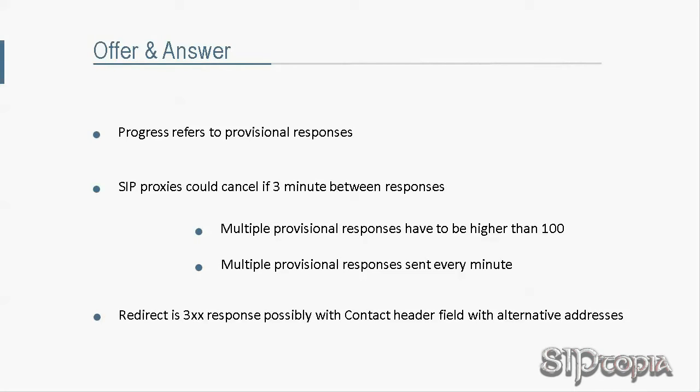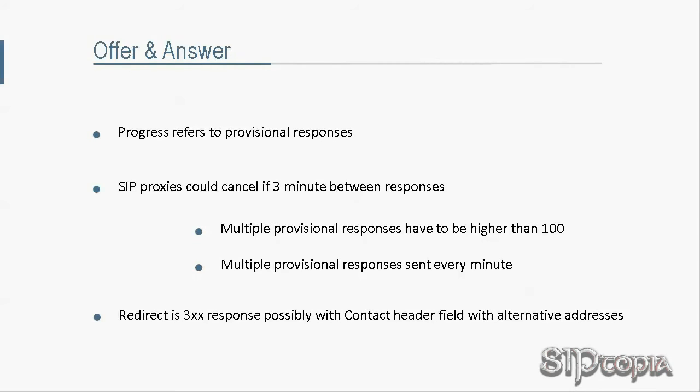Progress pretty much refers to the provisional responses, 1xx. A user agent server could send as many provisional responses as it desires. An important point here is that some SIP proxies could cancel a request if there is a 3-minute gap between the responses. Therefore, if multiple provisional responses are going to be sent, they have to be higher than 100, and the user agent server must send these periodically every minute in order to avoid cancellation with the possibility of a lost provisional response.